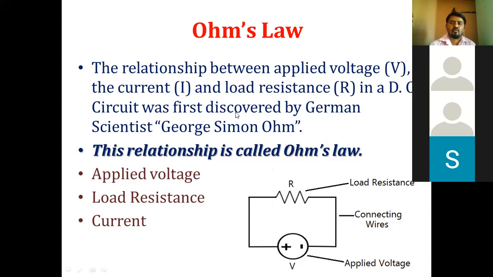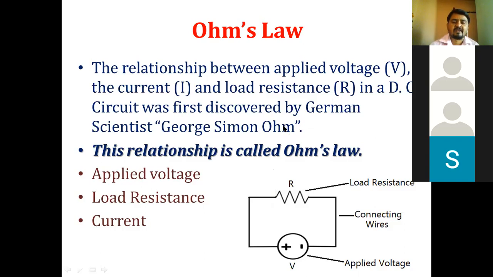But before discussing Ohm's law, we know that in a basic DC circuit, applied voltage is there, the current is flowing, and load resistance is there. All of these are related to each other. They have a relationship between applied voltage, current, and load resistance in a DC circuit. It was discovered by a German scientist, Georg Simon Ohm. He derived the relationship between voltage, current, and resistance. Later he found the definition of resistance, so the SI unit of resistance is the ohm.